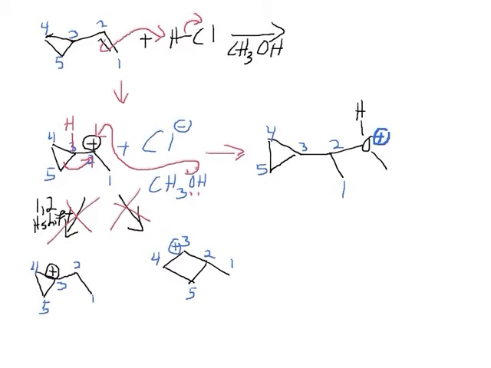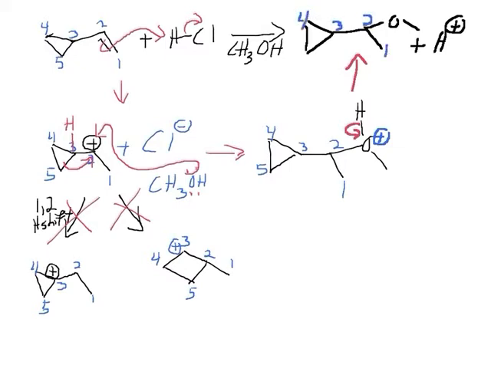Right, and then the last step. The last step is the electrons between the OH go to the oxygen. And we get our final product, which is an ether and H+. We number our carbons 1, 2, 3, 4, 5. So now let's look at what this looks like in a free energy diagram.